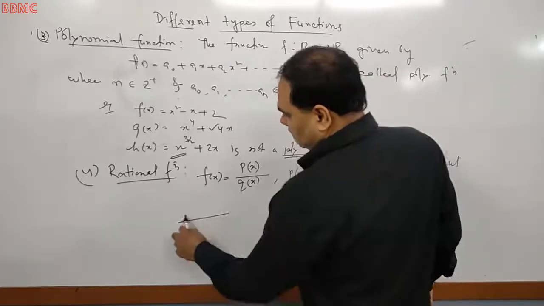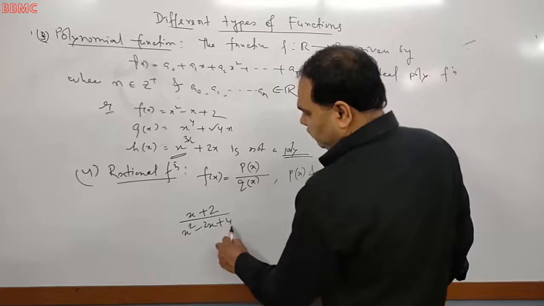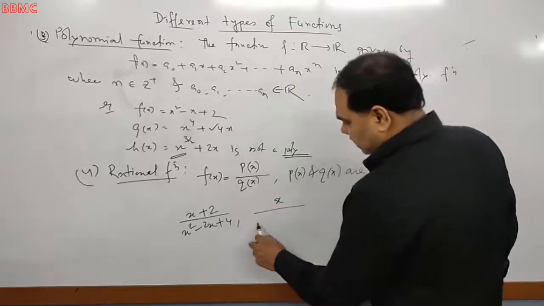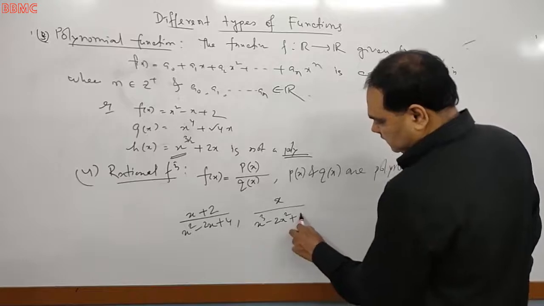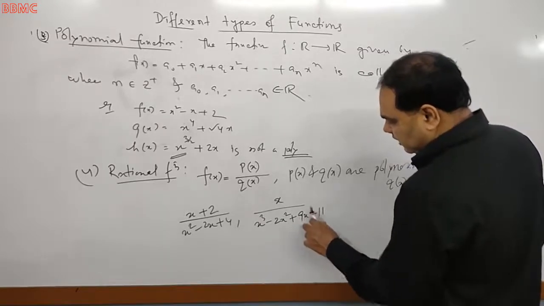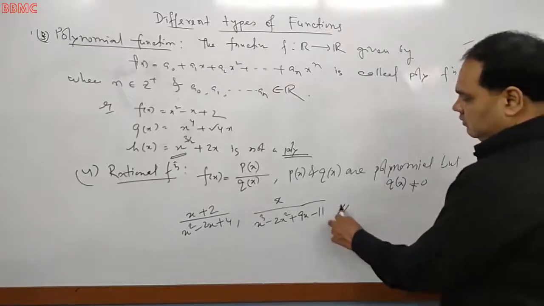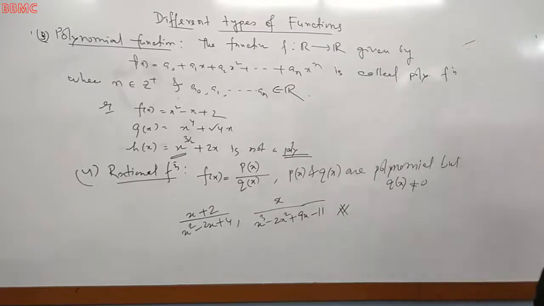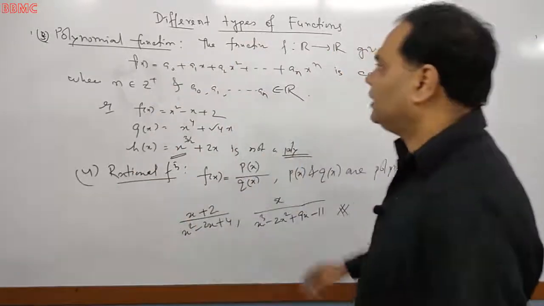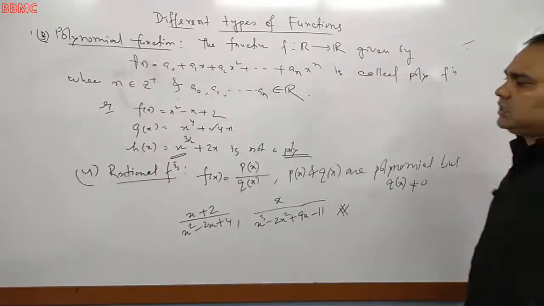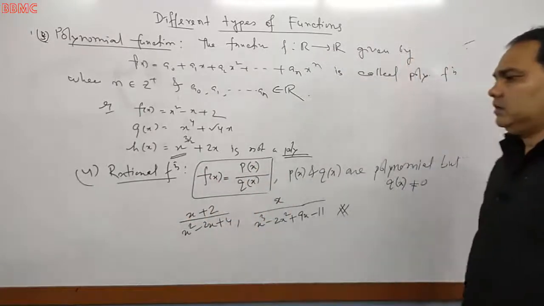For example, (x plus 2) divided by (x square minus twice x plus 4), and x divided by (x cube minus twice x square plus 9x minus 11). These are rational functions. So I have discussed polynomial, then rational. This is the form of a rational function.